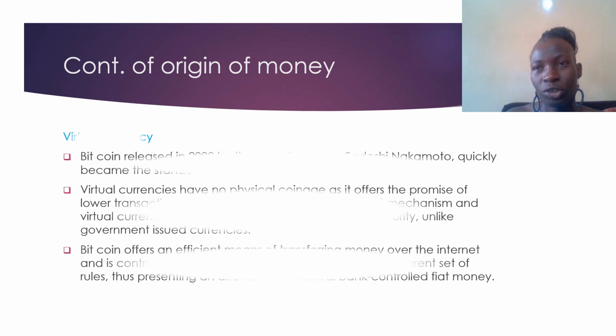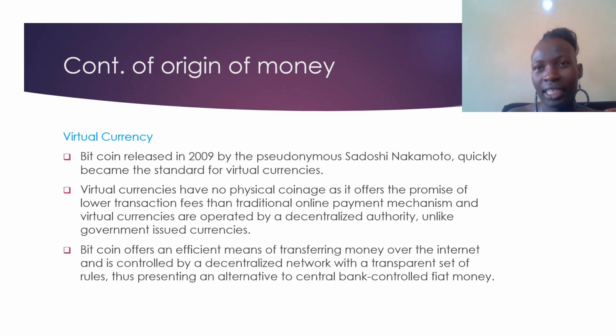Another form of currency is the virtual currency. By virtual currency, what do I mean? A good example I can give of a virtual currency is the Bitcoin. Another one is also the Binance coin or the Zcash. There are a lot of virtual currencies. Virtual currencies normally do not have a physical coinage. It's not in the form of paper money, coins, or plastic cards. You cannot touch it; it's not physical.